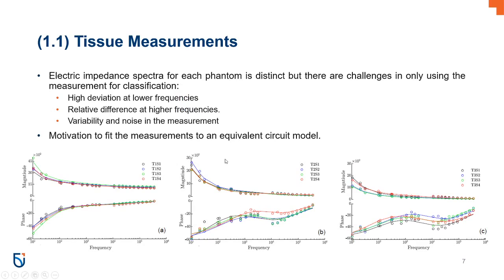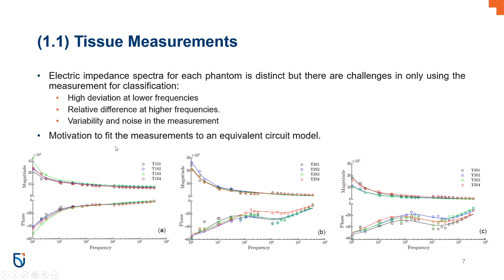Shown on the bottom here are the electric impedance spectra for the three different types of tissue. We have 4 samples for tissue 1, 4 samples for tissue 2, and 4 samples for tissue 3. And you can see that there are some unique features amongst the electric impedance. Note, however, that there is some high deviation at the lower frequencies, and at higher frequencies, there is a bit more of a convergence. And you can see that there is some variability, some noise in the measurements.